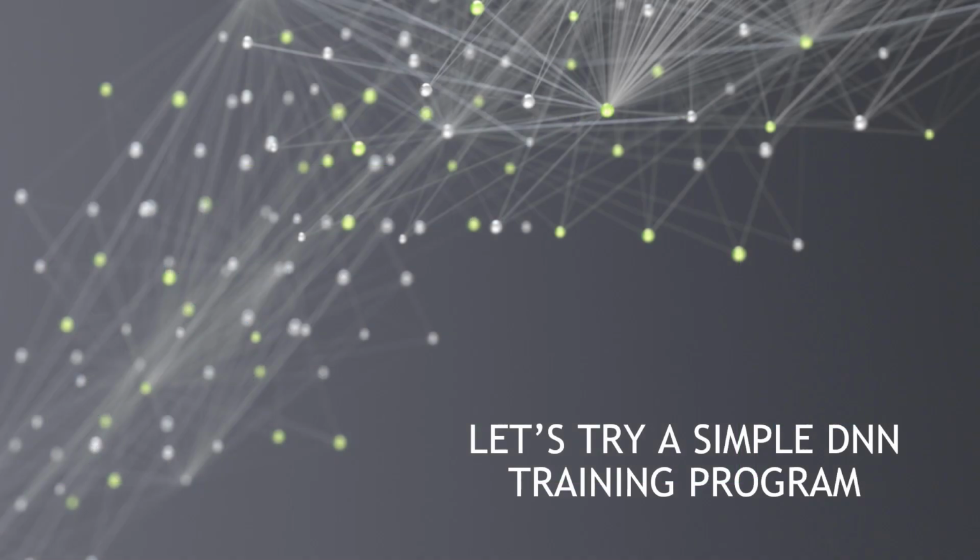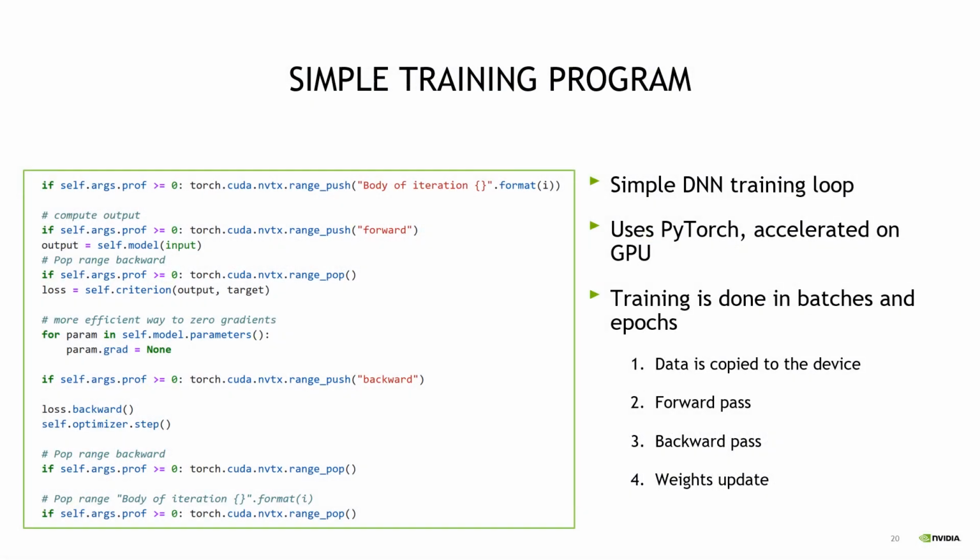Let's try to do a very simple training session. We take a simple DNN training loop. We use PyTorch. This is the code that you will find in the NVIDIA AI Technology Center Toolkit. You use PyTorch and we use CUDA in this case. The training loop is composed of these simple steps. You copy the data from the storage, maybe using the DALI library. You do the forward pass, the backward pass, and then at the end you update the weights. Okay, this is a very simple training loop.